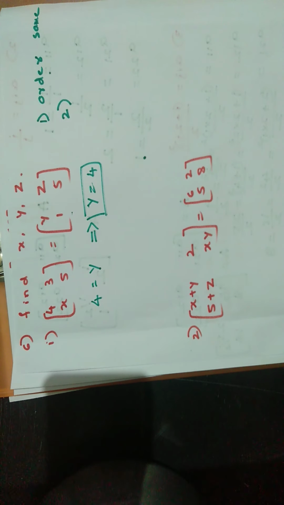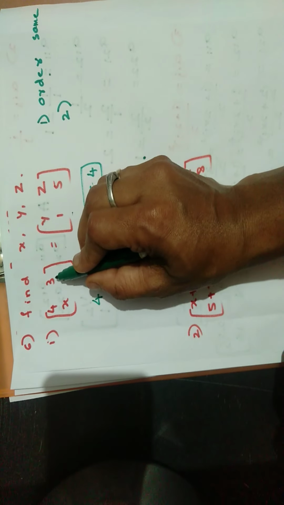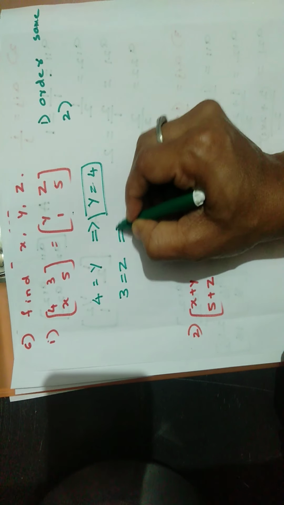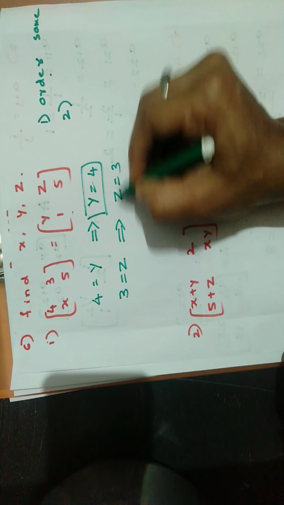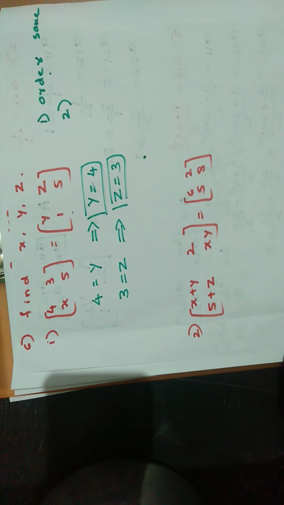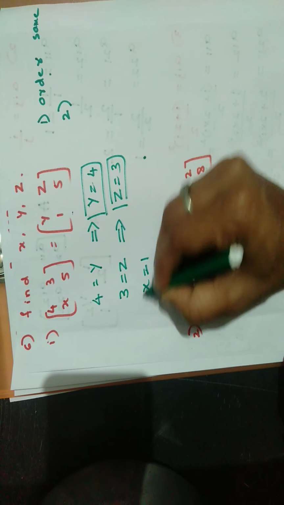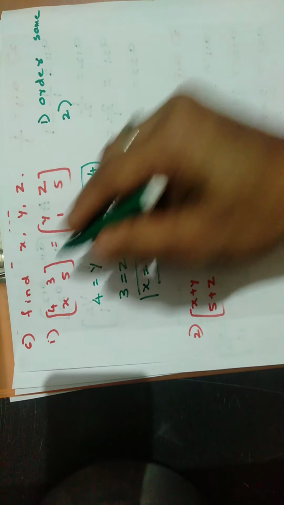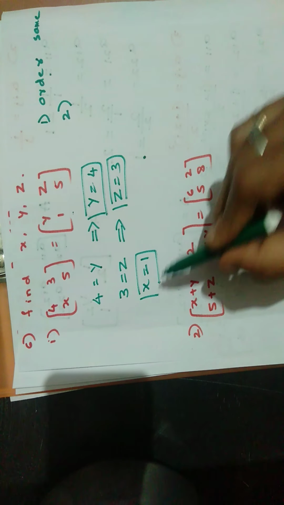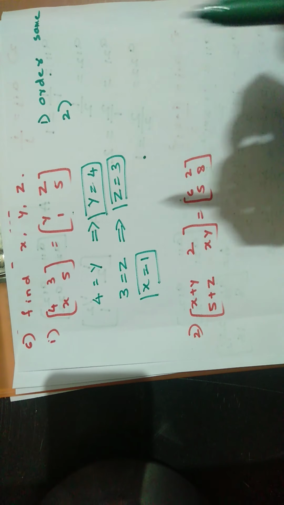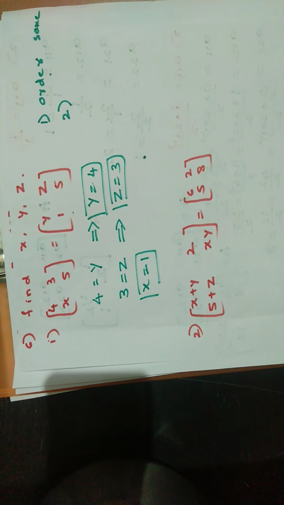Understand all of you? Okay. Next, corresponding elements 3 is equal to z, so z is equal to 3. Next, by comparing, x is equal to 1. So therefore, find x, y, z: x is equal to 1, y is equal to 4, and lastly z is equal to 3. These are the values of x, y, z by using the equality of matrices.